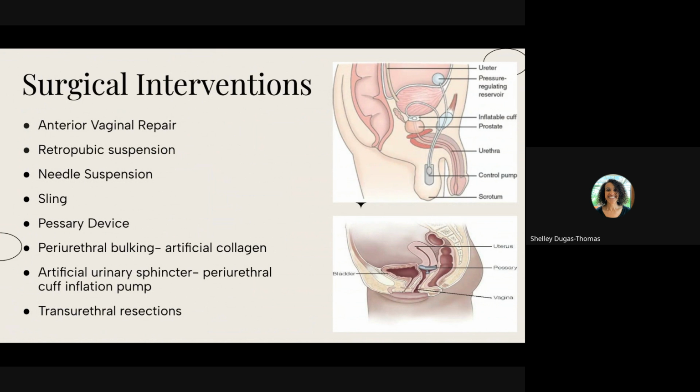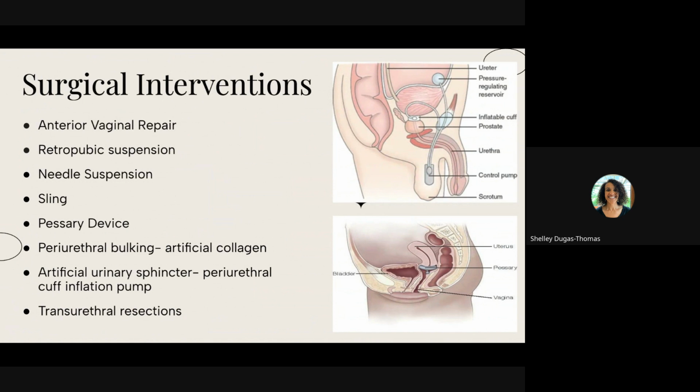Women with stress incontinence may undergo an anterior vaginal repair, retropubic suspension, or needle suspension to reposition the urethra. Procedures to compress the urethra and increase resistance to urine flow include sling procedures and placement of periurethral bulking agents such as artificial collagen. Pessary devices are commonly used with women who have prolapse. An artificial urinary sphincter can be used to close the urethra and promote continence.